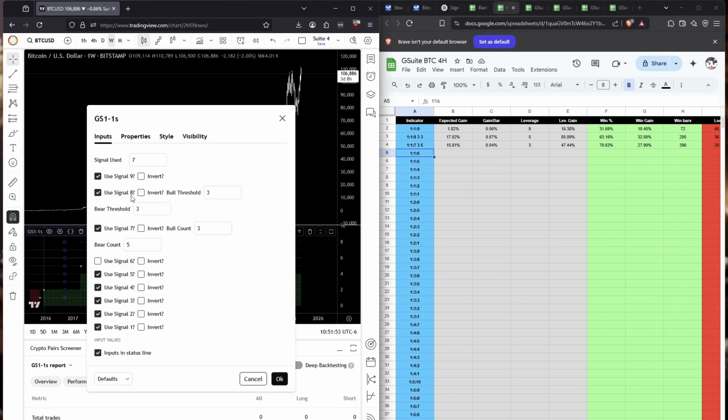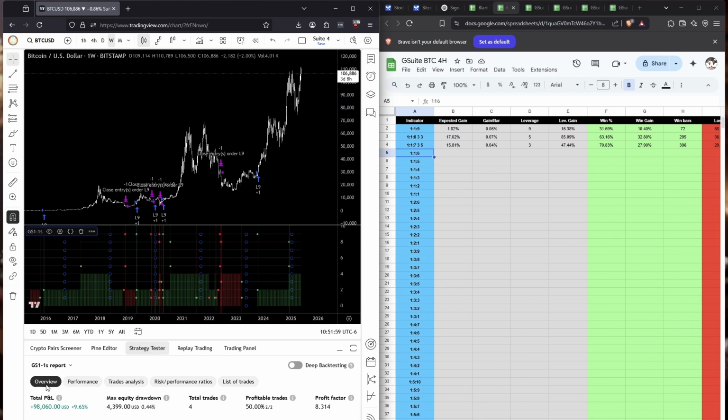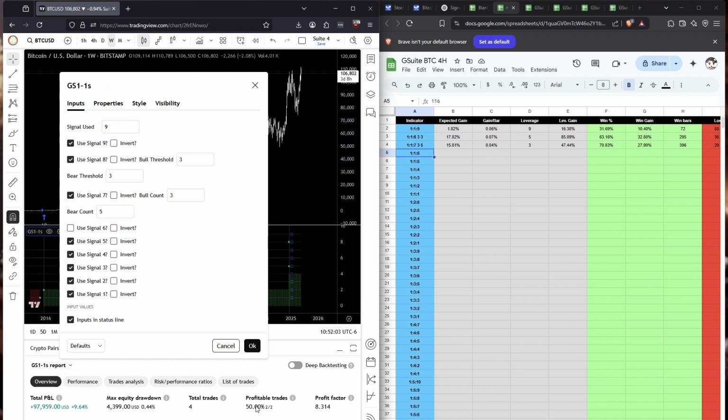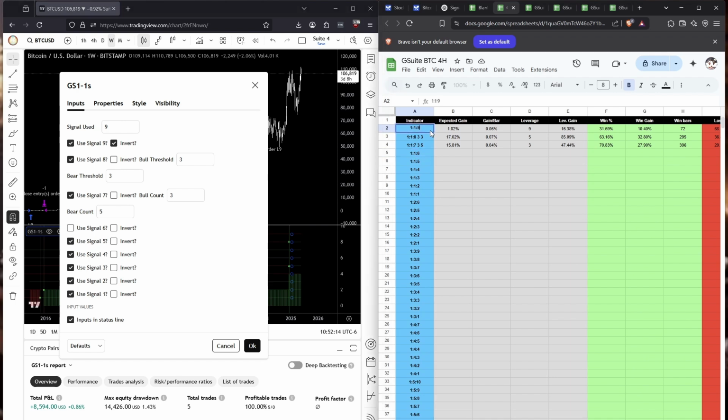And then also, say here, if I use signal 9, then on signal 9, this is where you can see the inversion. So profitable trades is 50% with an 8.3 profit factor. If I invert it, it's more trades and 100% profitable. So if that was the case, say that this was indicator 9 on the 4 hour, I would just type INV, so I know it's inverted, right? That way when we're looking at these, we can just know that this is the values.